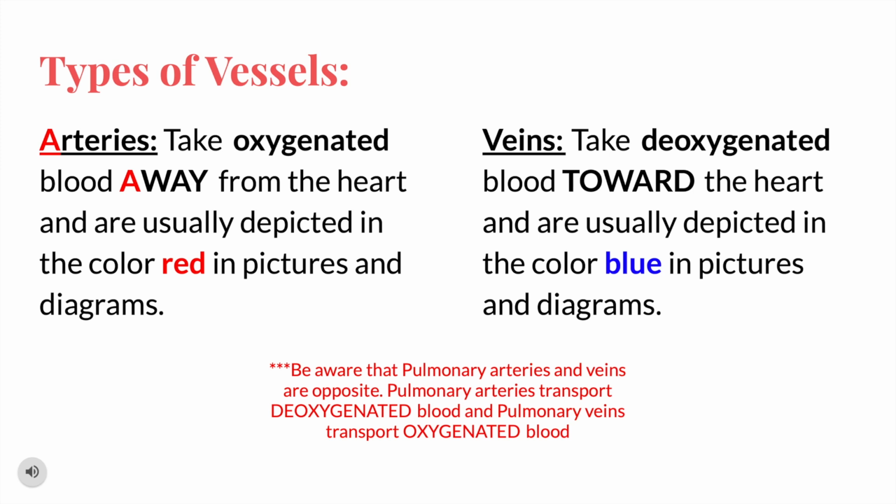But also we want to be aware that pulmonary arteries and veins are the opposite. They are the opposite, everybody. So don't get too wrapped up in the fact that arteries always take oxygenated blood away from the heart. For pulmonary arteries, it takes deoxygenated blood away from the heart to the lungs, and then pulmonary veins take oxygenated blood back to the heart.